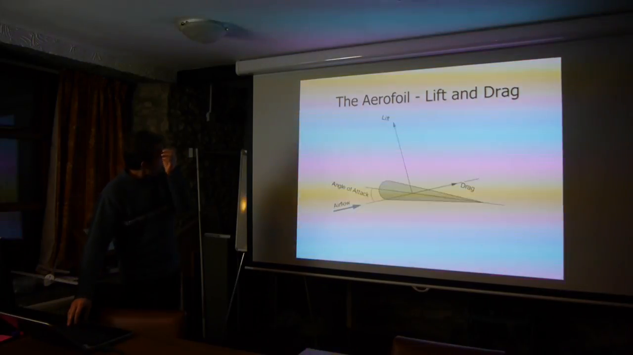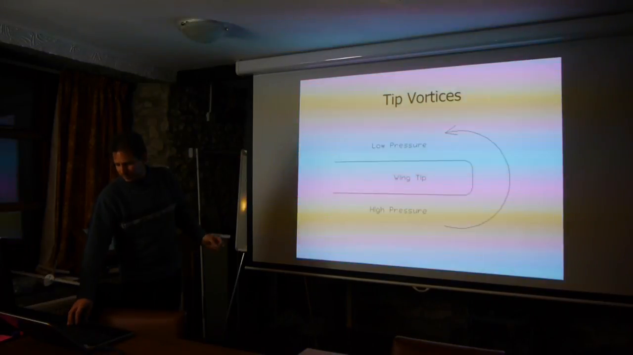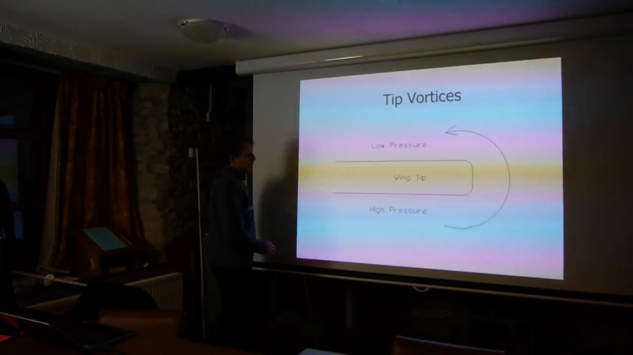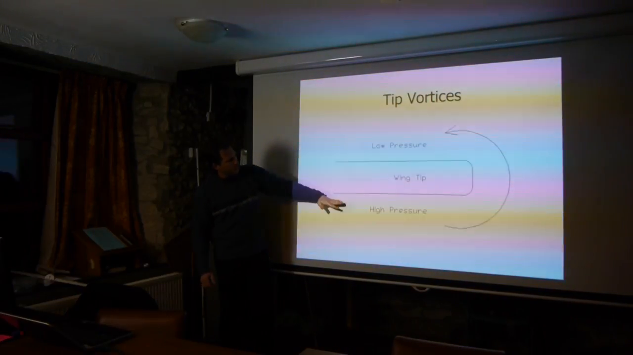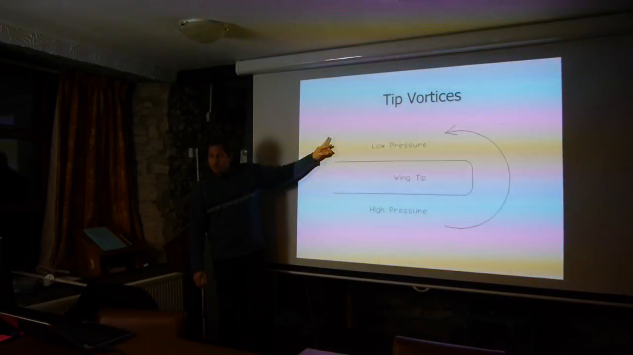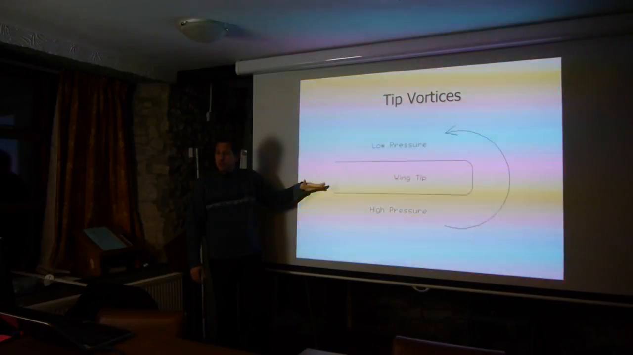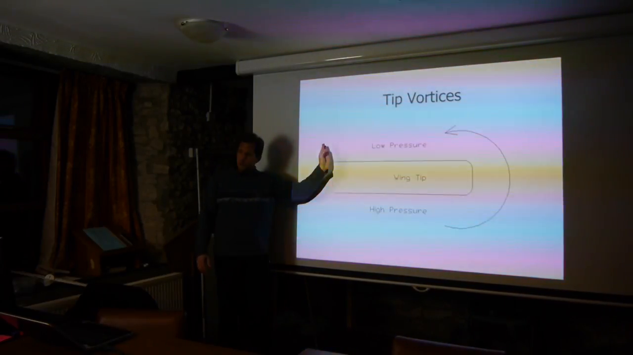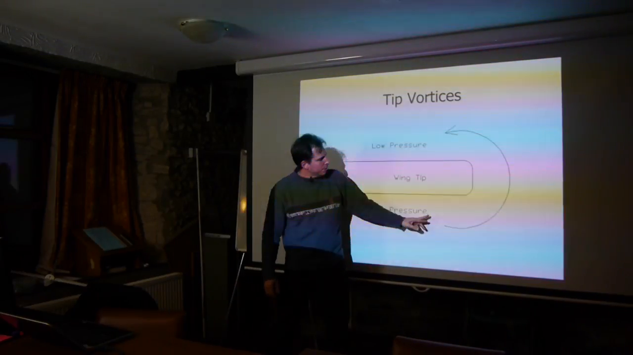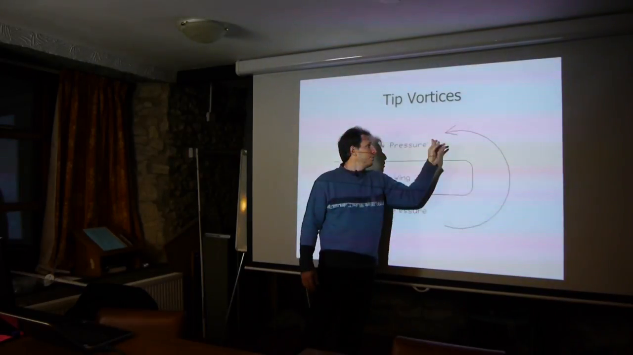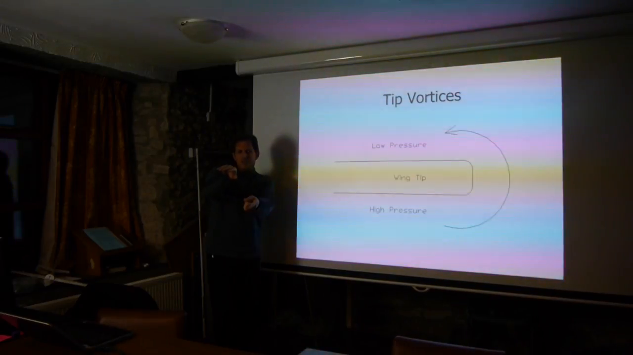And one of the drags comes from the difference of pressure between the two surfaces. So what you end up with is you've got your top surface and your bottom surface, okay? And as we explained earlier on, you've got low pressure at the top, high pressure at the bottom. And the air wants to go from the high pressure to the low pressure. Make sense? And by doing so, when you reach the tip, the air will go up to the low pressure, but you're also moving forward through the air.